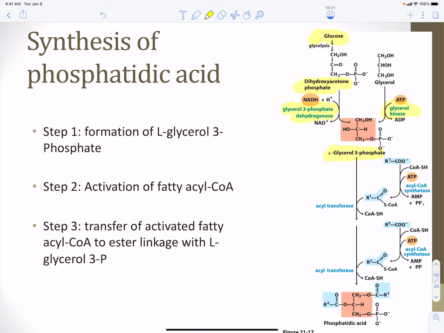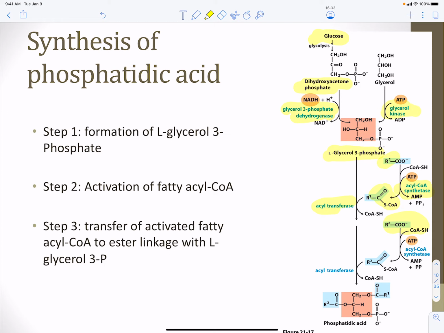Now the second part is activation of your fats, and that is going to be from fatty acyl-CoA, and you have an acyl-CoA synthase, which is going to use ATP to activate your fats. And so here's your first fat group, that R1, and it gets activated. And then you have a transferase here that's going to attach that to the carbon 1 position of your glycerol 3-phosphate.